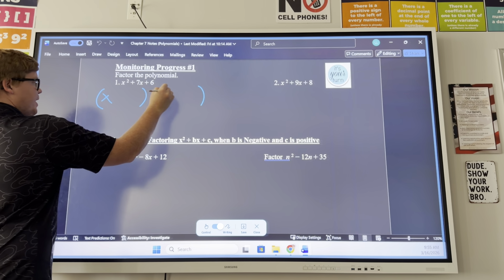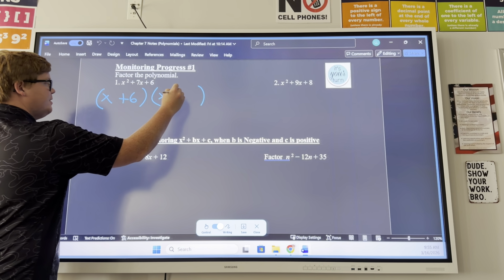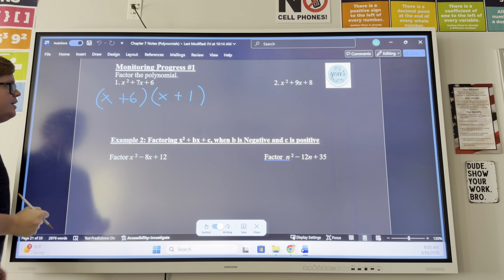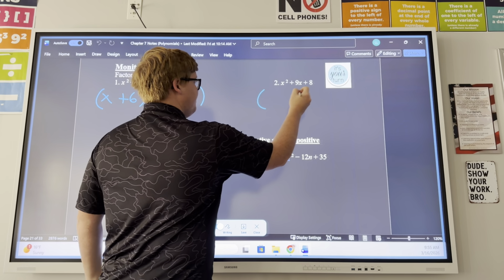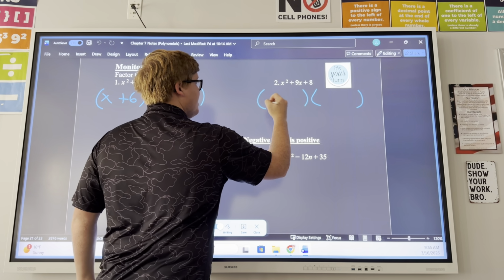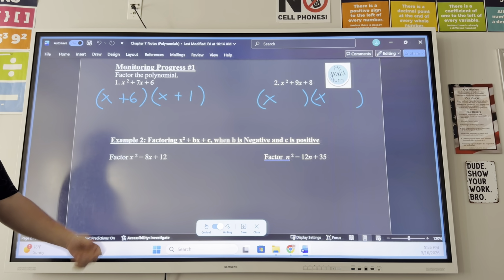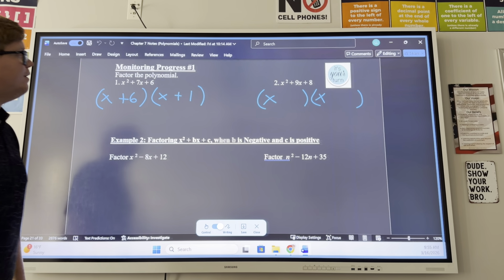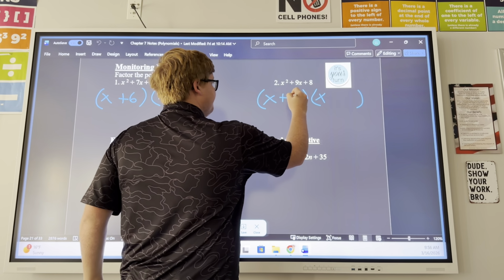We know x times x is x squared, and we also know that 6 times 1 equals a positive 6, and 6 plus 1 equals a positive 7. So that's what we want. We look at number 2. Again, x and x. We look at the factors of 8. We have 8 and 1. We have 4 and 2. That's about it. So we can use 8 and 1 to get to a positive 9 by adding them.